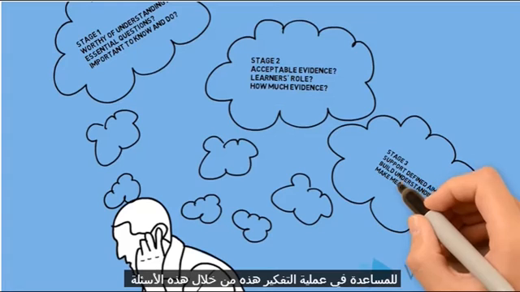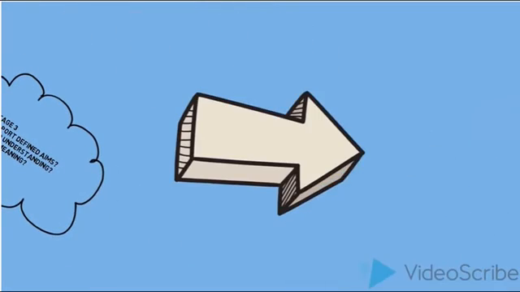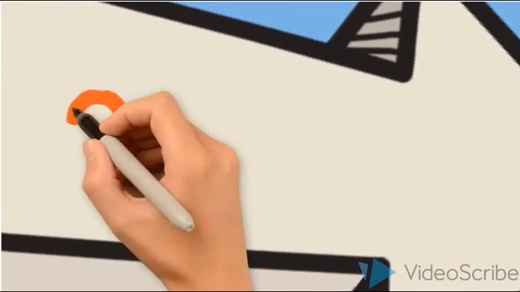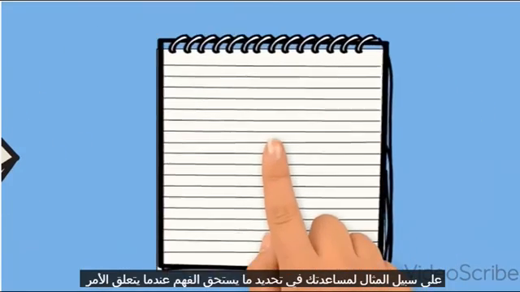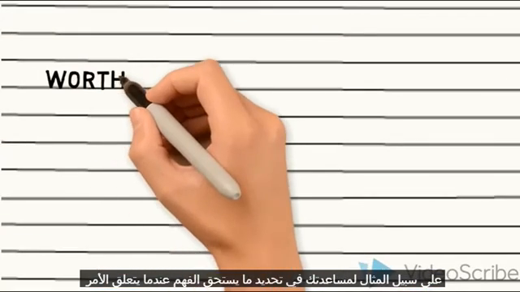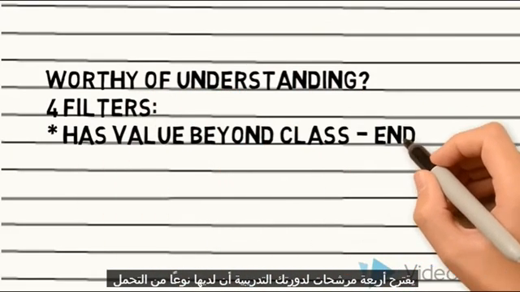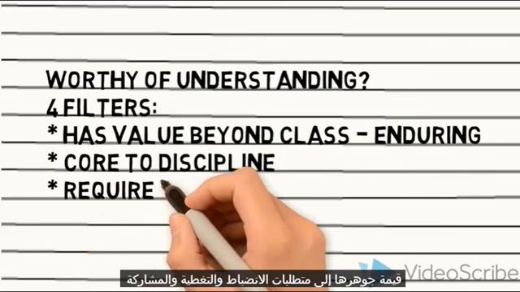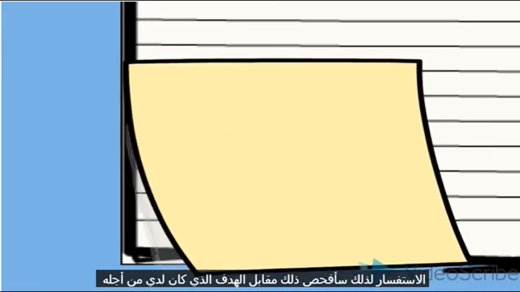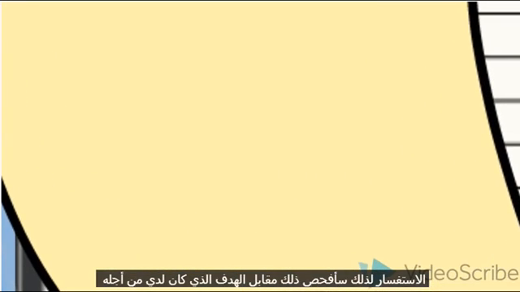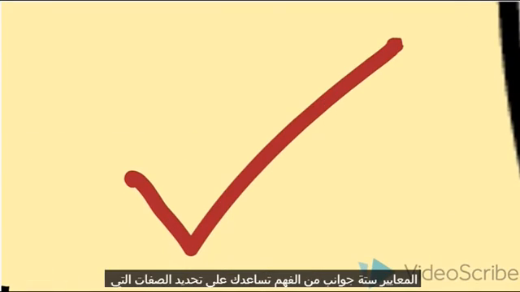There are guides to help with that process of thinking through those questions. For example, to help you determine what's worthy of understanding when it comes to your course, 4 filters are proposed. That it has some kind of enduring value, is core to the discipline, requires uncoverage, and engages inquiry. So I'm going to check that against the goal that I had for understanding, which is understand the role of storytelling. I think it meets the criteria.